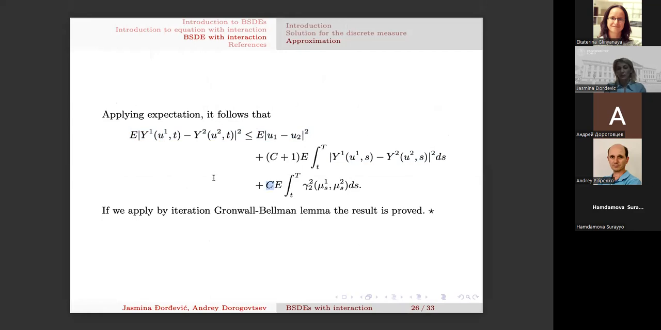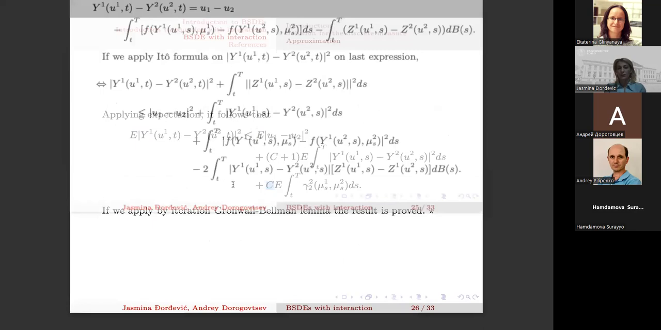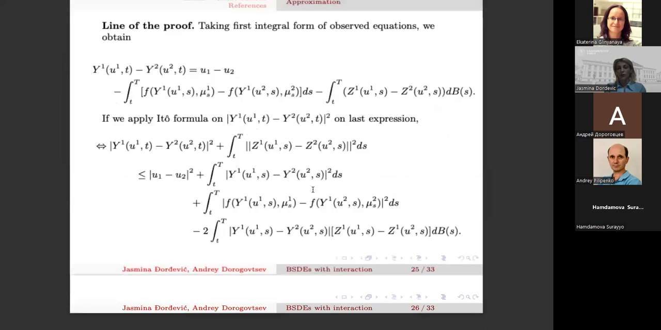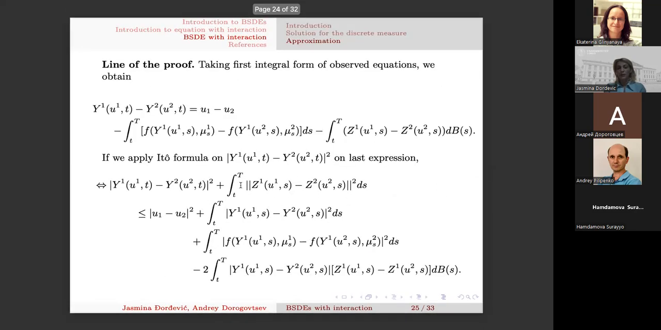And then going back to this inequality, we can use the same estimation for the control processes. So actually this stability, as we call it, or regularity, is for both processes from the solution with respect to final conditions.